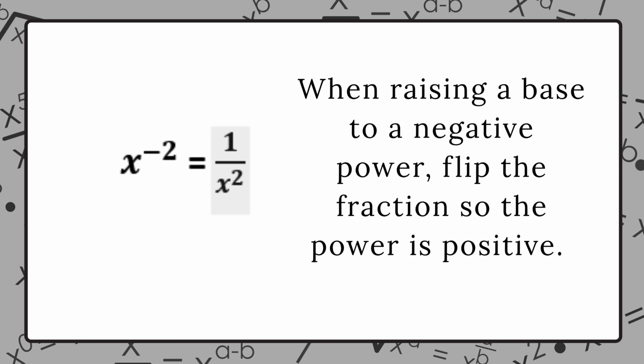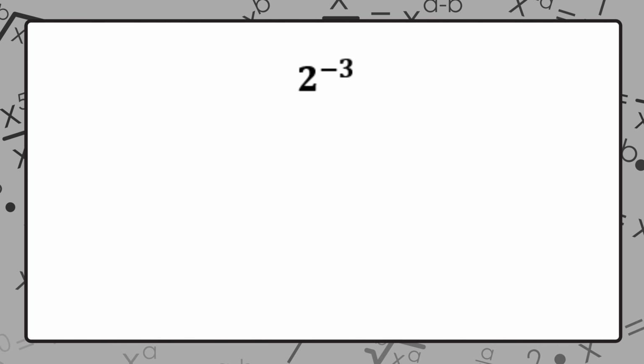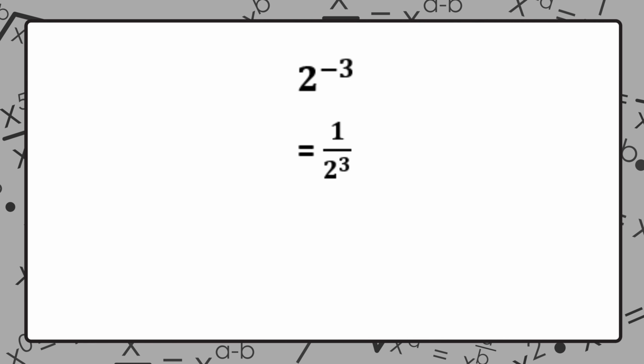Our last law states that when we raise a base to a negative power, we have to flip the fraction so that the power is positive. In this example, we will then have 1 over 2 to the power, and we will have a positive exponent of 3. Make sure that you pay careful attention to how this is written. We have 1 over, and the exponent becomes positive.